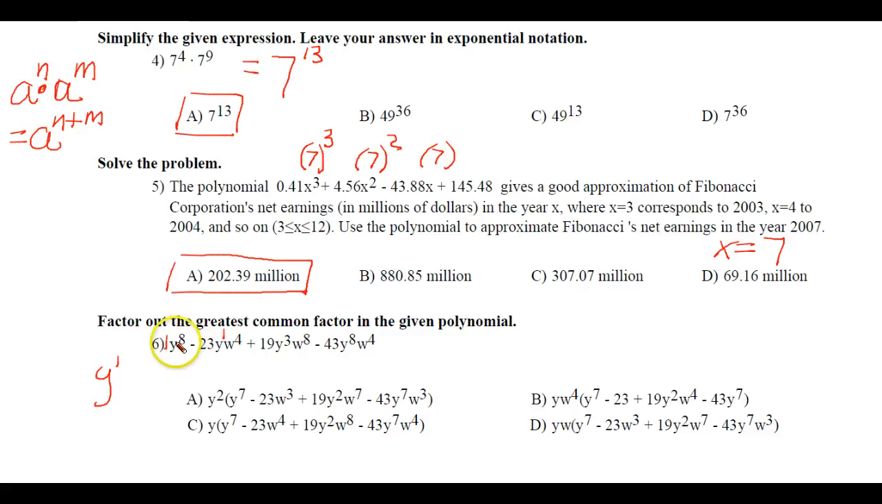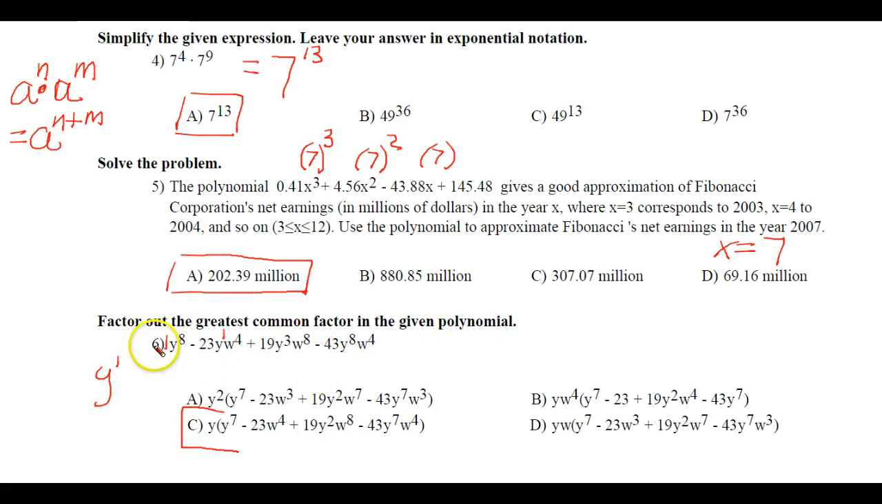Now since there's no w here, we can't factor out a w from anything else. So the only one that looks like an answer here is letter C. Again, the strategy: you look at the numbers, what's the common factor? You look at the letters, again, from each term.